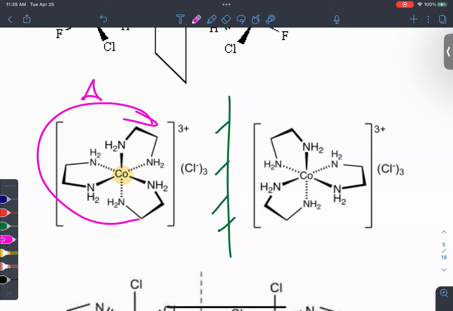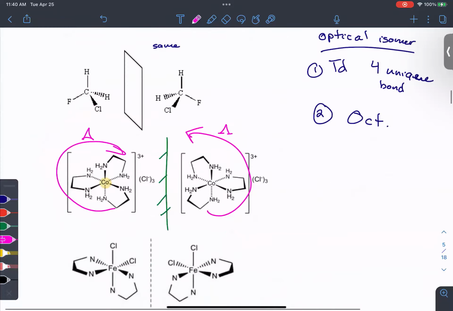You don't need to actually be able to identify it. I just want to let you know that there are designations for these types of optical isomers that have this fan arrangement. And then this one, the fan blades move in this direction, the counterclockwise direction. This is our lambda isomer. So these are in fact different molecules. They're fan blades with just differently oriented blades. Okay, so these again are optical isomers.